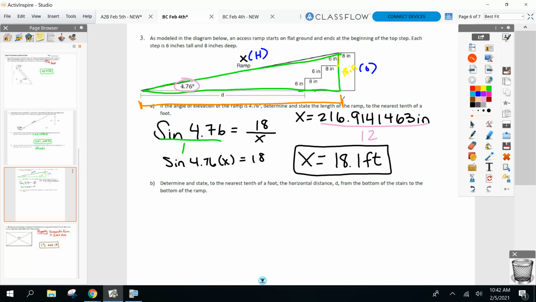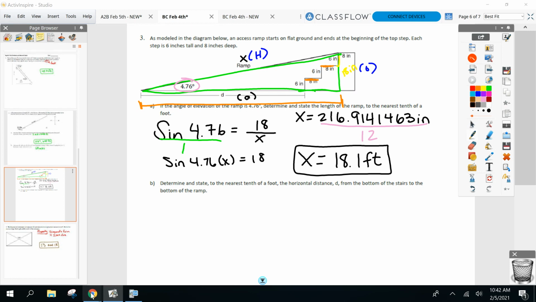We're actually going to find that horizontal leg, and then at the end, we're going to subtract off the 16 inches to get to D. Everyone okay with that? All right, how am I going to do it? I could still go from 4.76. I already have the 18, which is opposite. Now I'm looking for the adjacent side of my right triangle.